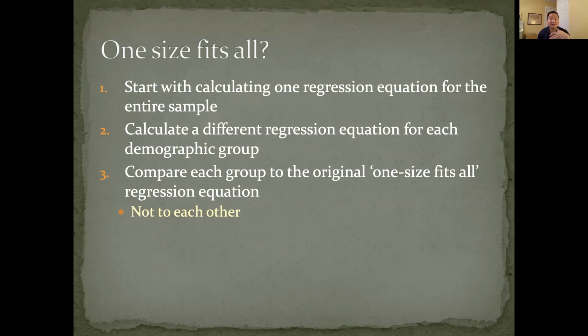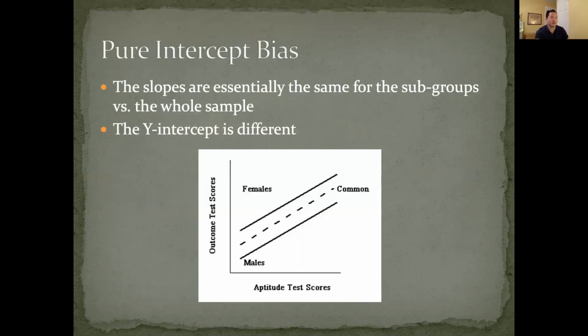Now, to see if there's evidence for bias, what we'll do is compare men to the overall and women to the overall. But how do we compare them? Do we just write them all out next to each other and say, these numbers are different, that's probably not good? No, we fortunately have more sophisticated ways to do this.